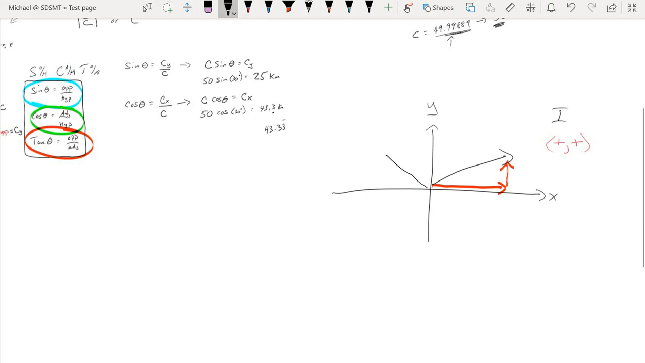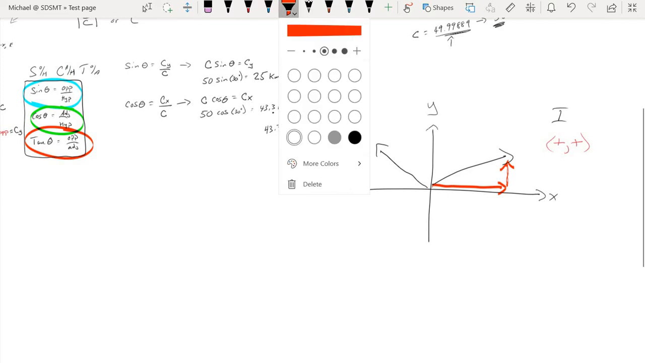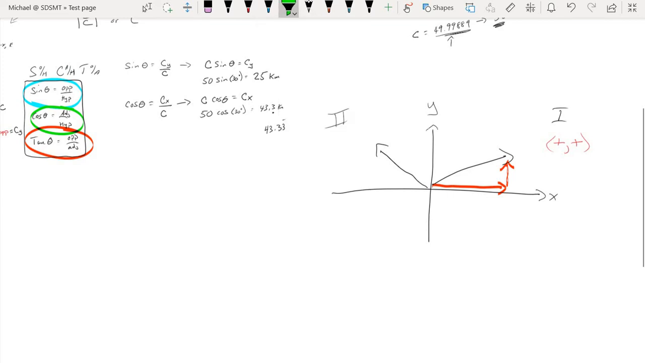If I move over to the second quadrant somewhere, in quadrant 2, use a different color for quadrant 2, these are what the components of the vector would look like. And the x component of that vector, well, that's pointing in the negative direction, but the y component is pointing in the positive.